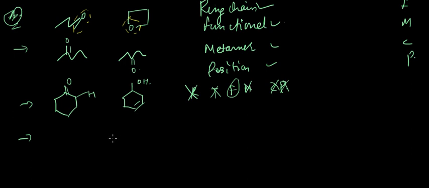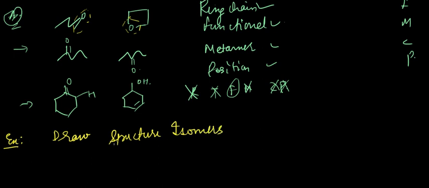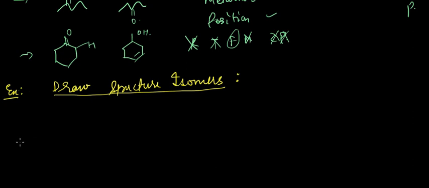Okay, so let's draw structural isomers. Let's come to the second set of examples, wherein you have to draw structural isomers of the following. Okay, let's start with the first compound.